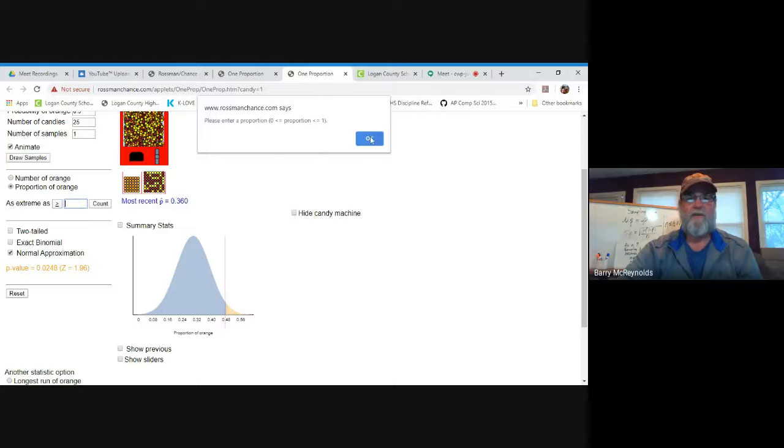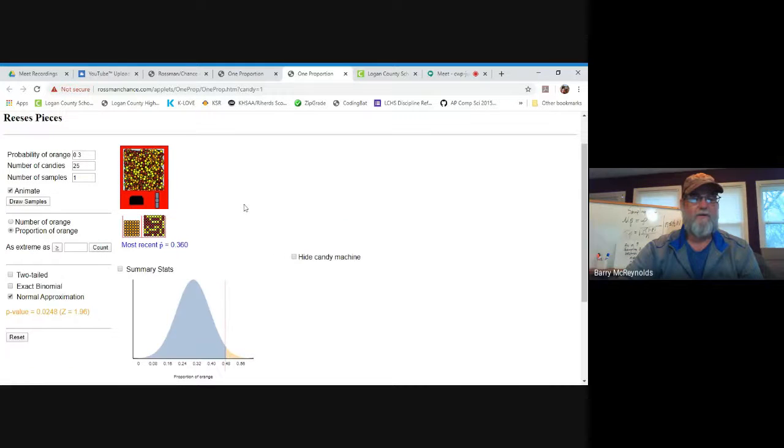Okay, so here's a candy machine. It has candies that are orange, yellow, and red, and we want to find the probability that a particular one is orange, and the proportion of orange ones in the machine is 0.3. We can set that to any number. We can make it 0.4 or 0.5, whatever. But 0.3 works really well for us, okay?